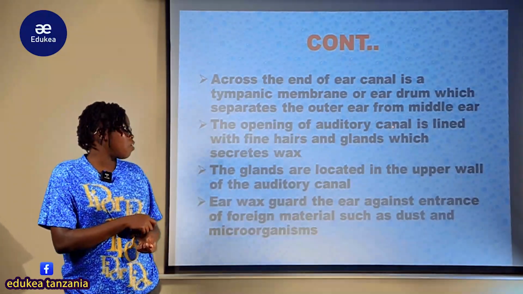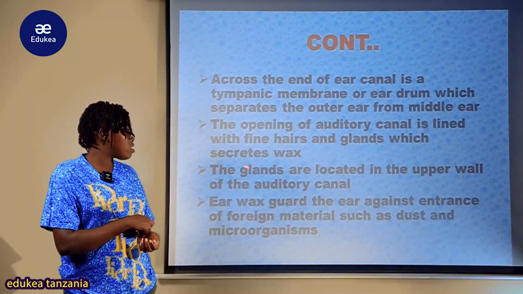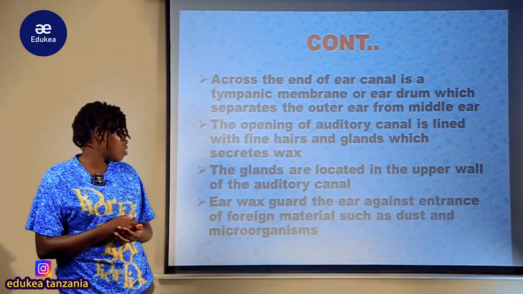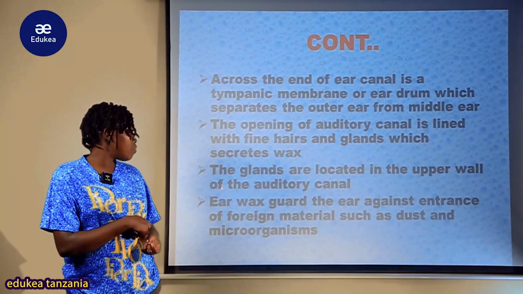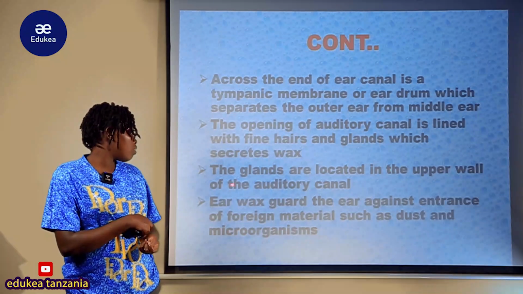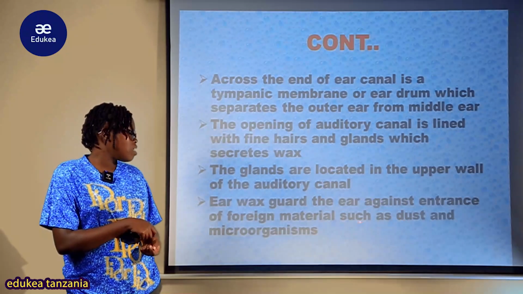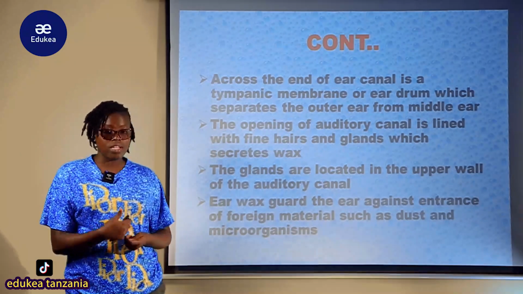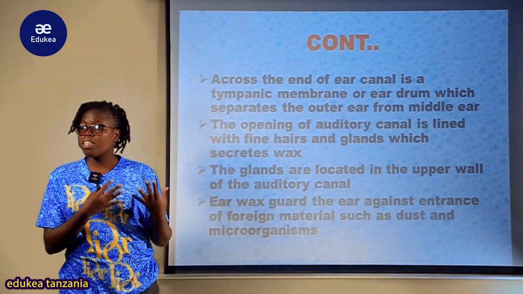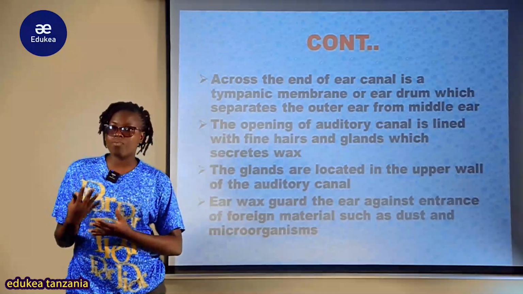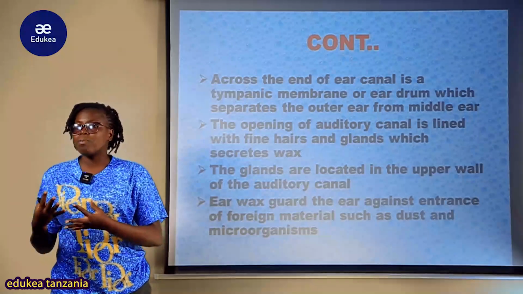So the opening of the auditory canal is lined with the fine hairs and the glands which secrete the wax kwa ajili ya protection. So the glands are also located in the upper wall of the auditory canal, and earwax guard the ear against the entrance of foreign material such as dust and microorganisms. Those are main functions. Ukiuliza the function of the earwax au ukiuliza about adaptation tunaanzia kwenye structure. Ukishaelewa structure unaweza kuelezea the adaptation.